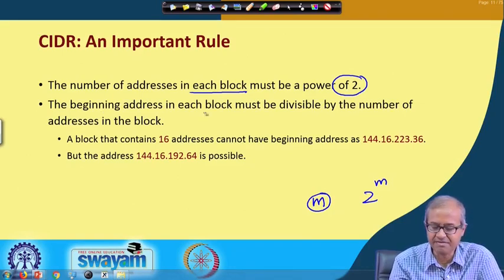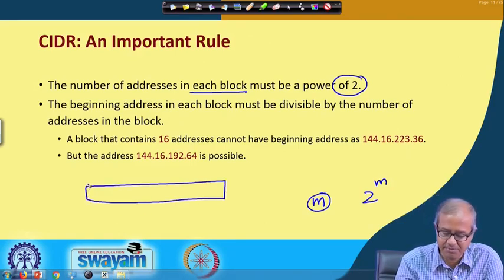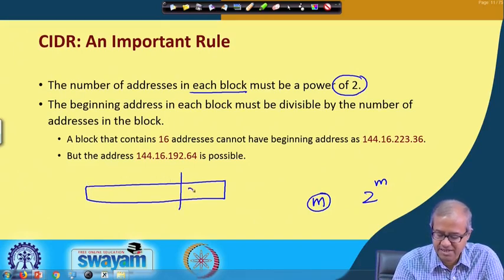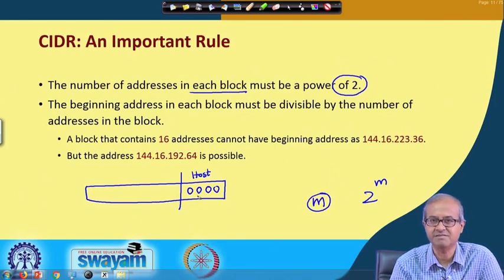Now, the beginning address in each block must be divisible by the number of addresses in the block. See, the idea is like this. Let us take an example. Suppose the first few bits are the network address, and let us say the last 4 bits are my host. So, there can be 16 hosts, with 4 bits. What it says is, the beginning address in each block must be divisible by 16.